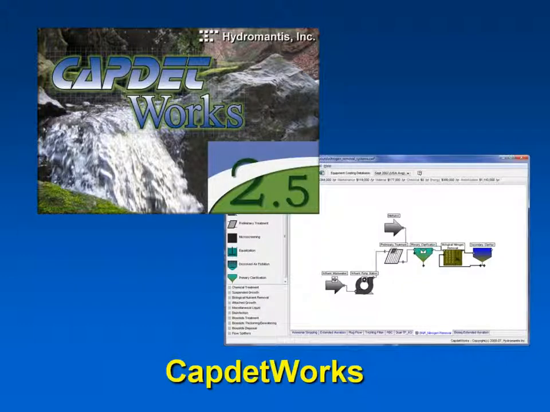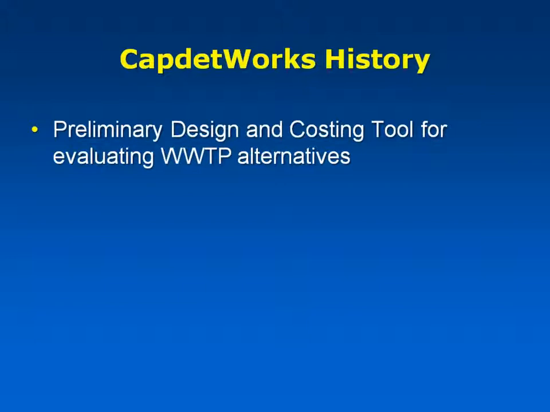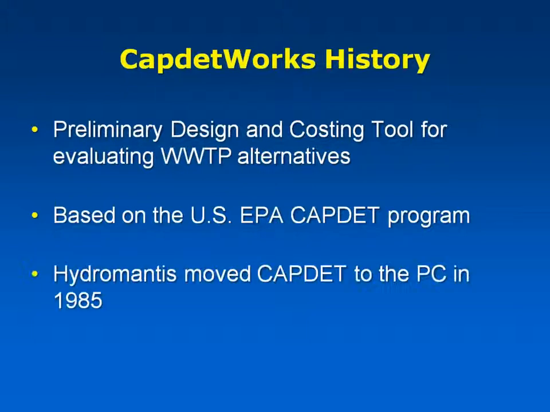So we're going to start with CapdetWorks then for our hypothetical plant. For those of you who have not seen CapdetWorks before, I'm going to just give you a little quick explanation. This is a preliminary design and costing tool for evaluating wastewater treatment plants. The design algorithms themselves are based on the U.S. EPA CapDet program from back in the 80s. And it was one of the very first products that Hydromantis ever created back in 1985.